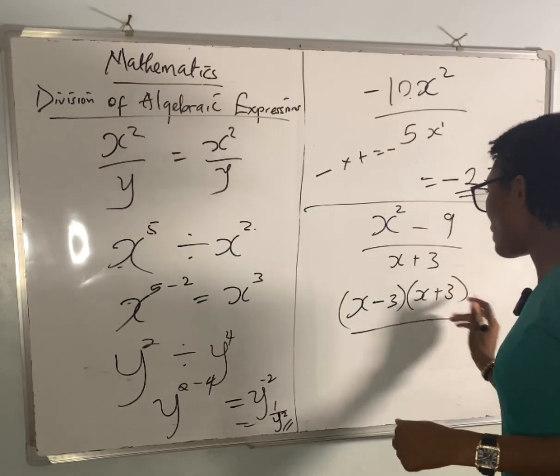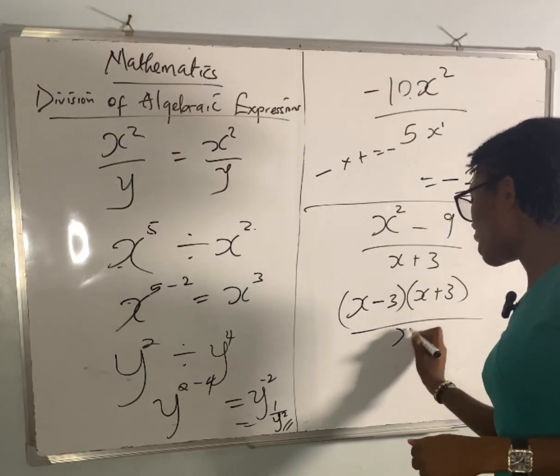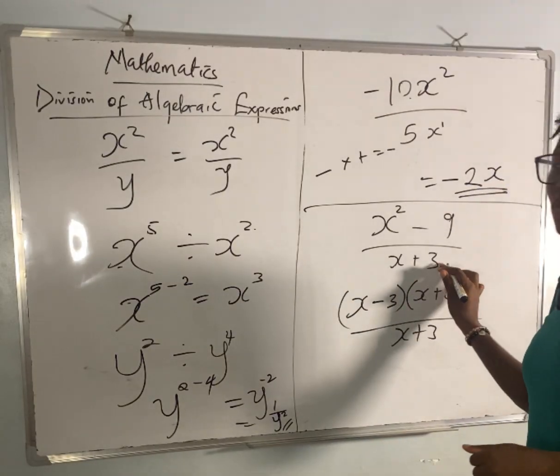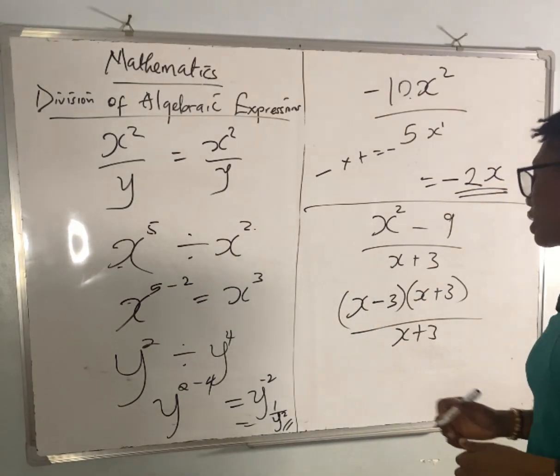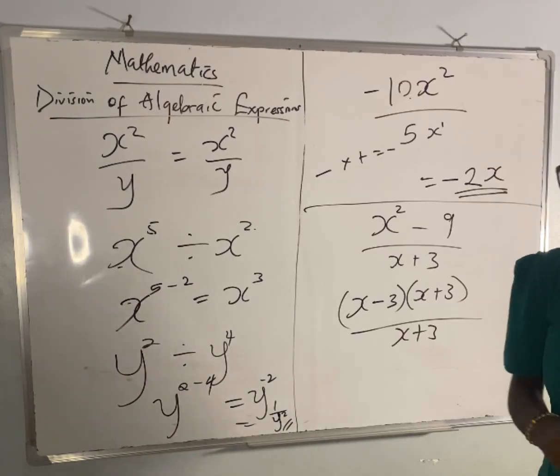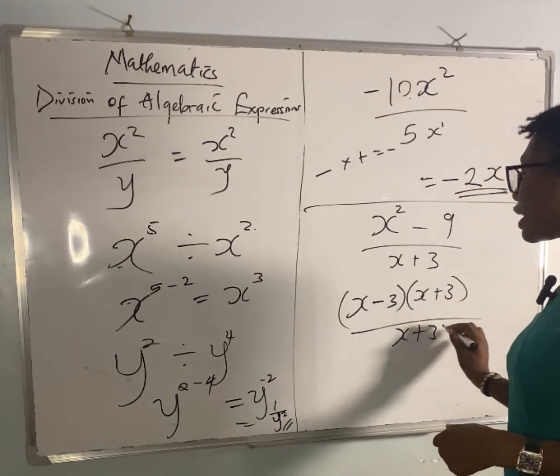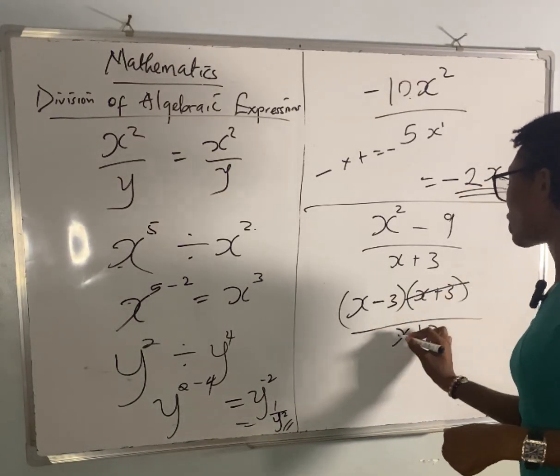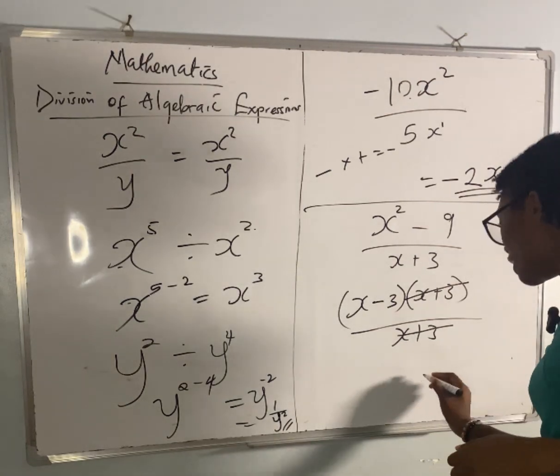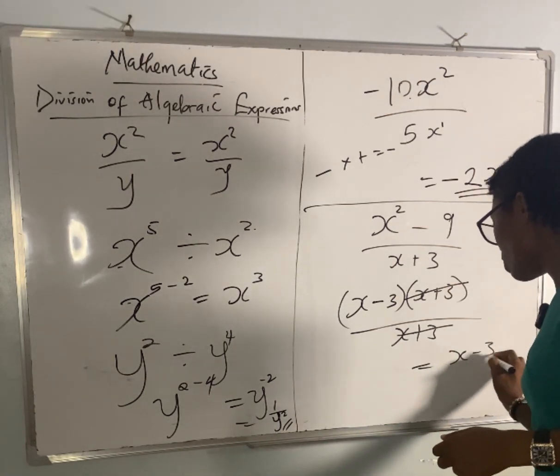And then we are dividing by our denominator, which is x plus 3. This is not a perfect square, okay? This is just x, this is just 3. Now we have something in common. Yes, this is x plus 3, this is x plus 3. So what is common can strike out each other, and then we are left with x minus 3.